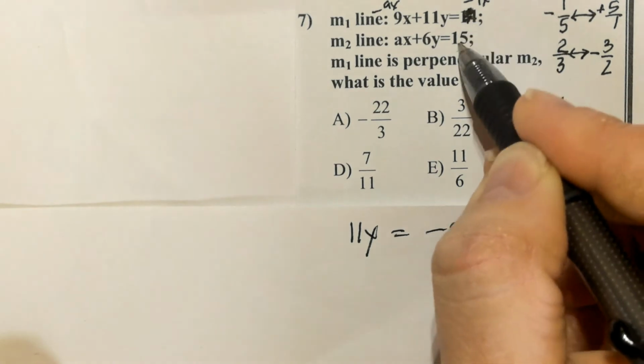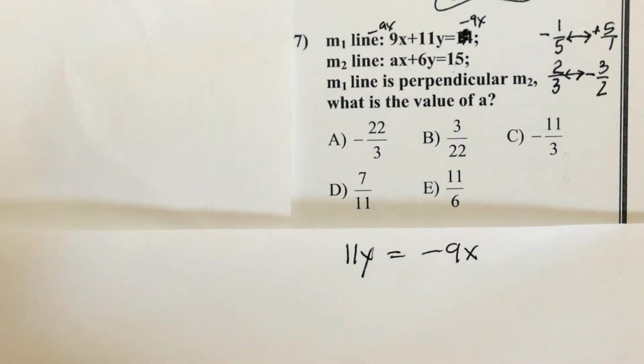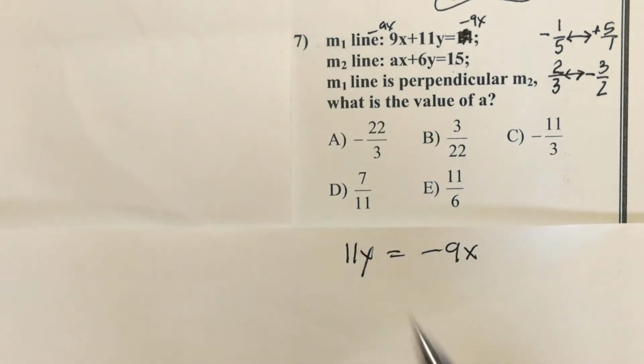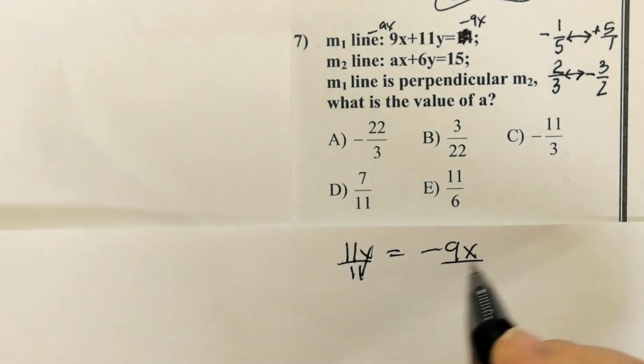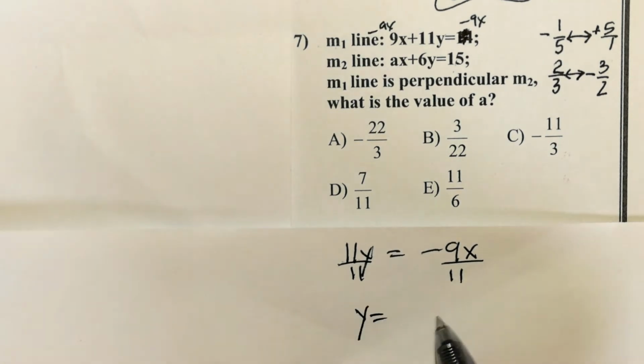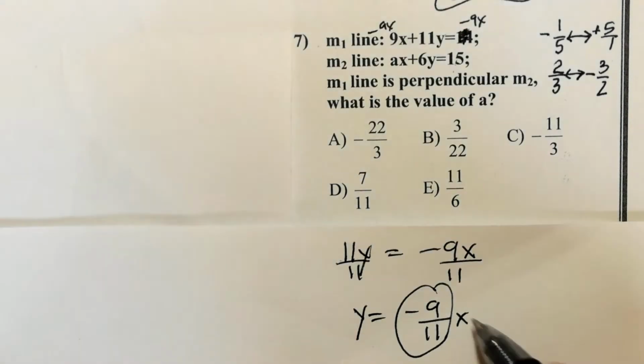Again, I'm not concerned about these other numbers right now because I'm only looking for the slope of this first equation, called m sub 1. Now, to get y by itself, I'm going to divide both sides by 11. This means that the slope of my first equation is negative 9/11. Negative 9/11 is the slope of the first equation.